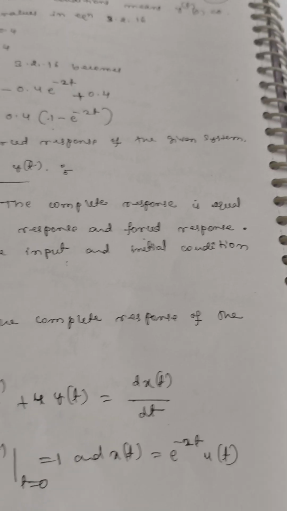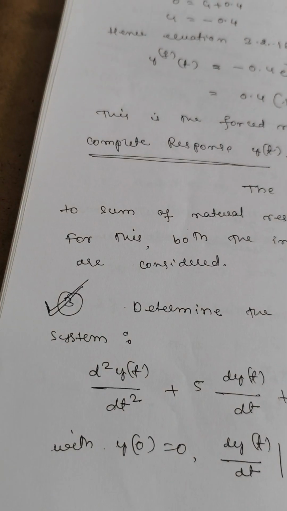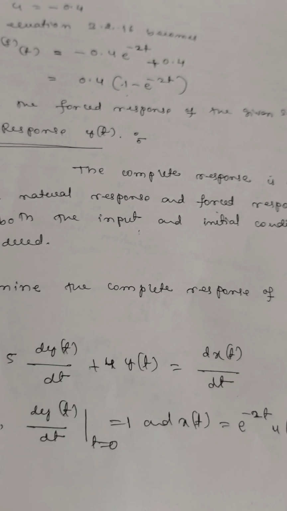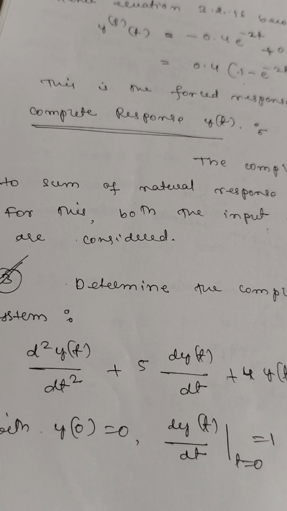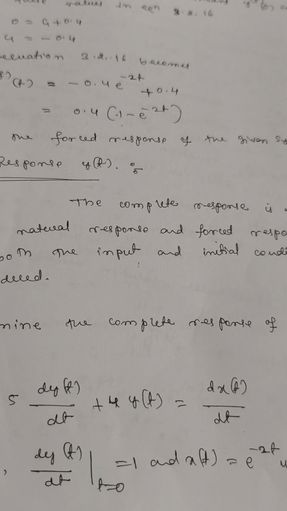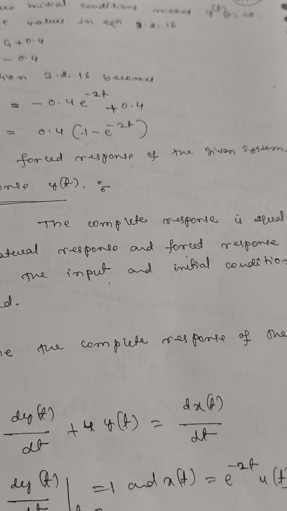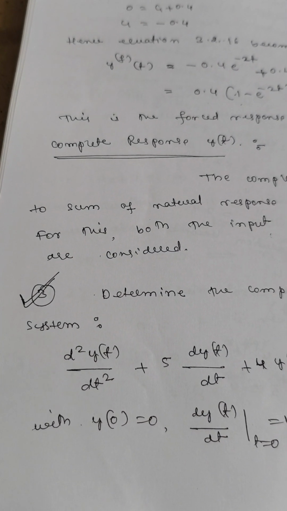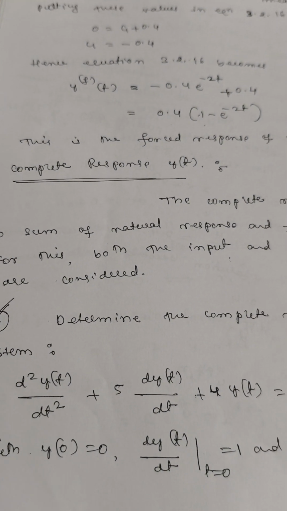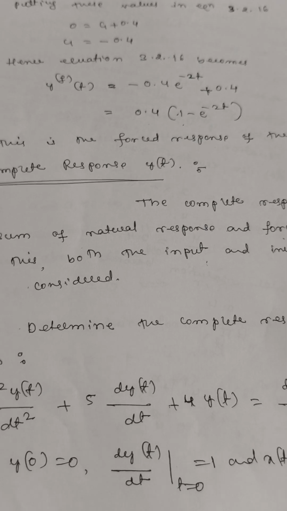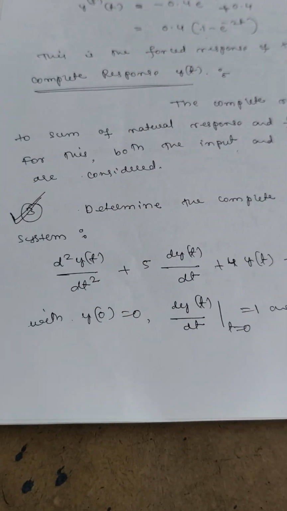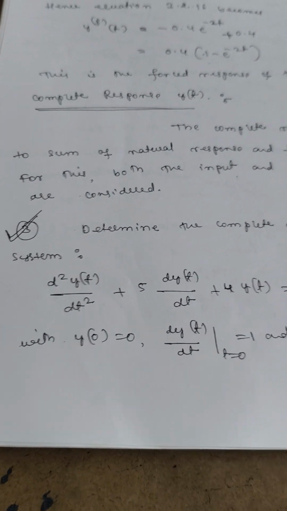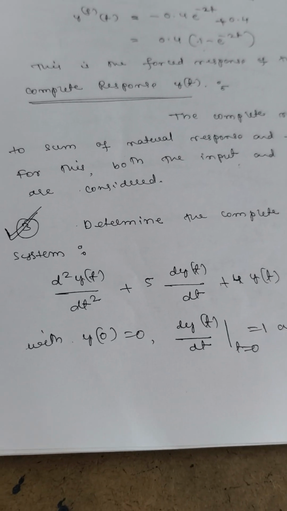Here they told that the complete response is equal to the sum of the natural response and the forced response. That is, for this both the input and initial conditions are considered. The sum of the natural response and the forced response is called the complete response. Now, with an example, we will discuss how we can find the solution for this differential equation, and how we will find the complete response.